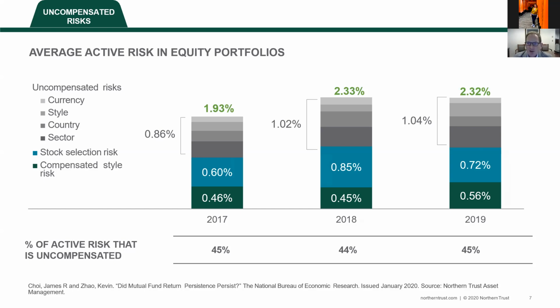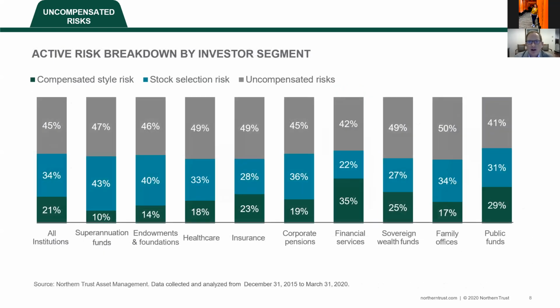And when we break this down by client type, we see something kind of interesting. There's a material difference across the client type or investor segment as you look at the composition of total active risk that's compensated versus uncompensated. And what jumps out at us, those investor types, those client types that have the highest level of compensated style risk, financial services, kind of more toward the right-hand side, but also public funds on the extreme right-hand side. Sovereign wealth also weighs in there at about 25%. So financial services, 35%, public funds, 29%, sovereign wealth, 25%.